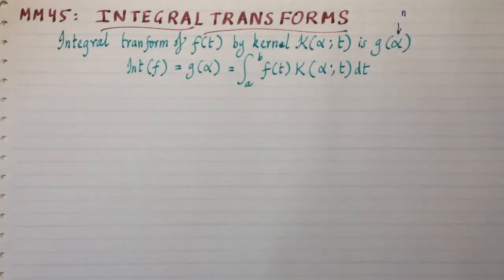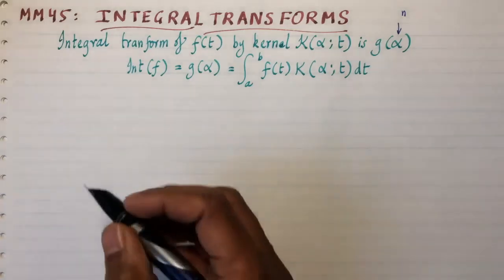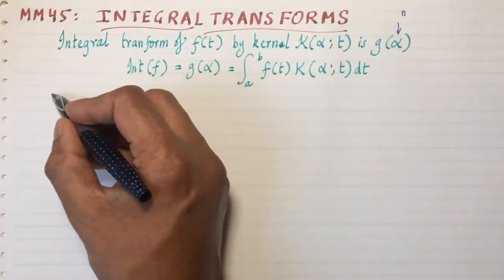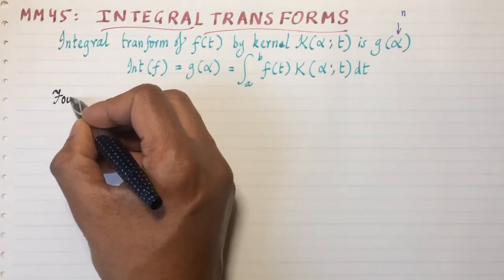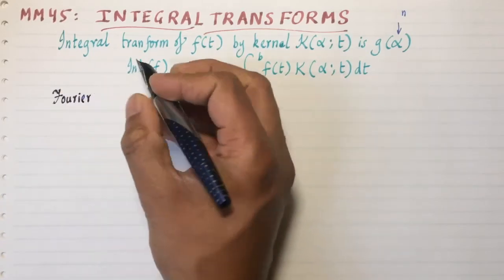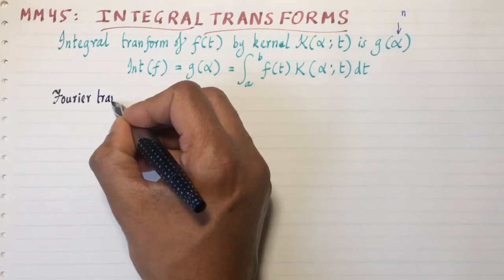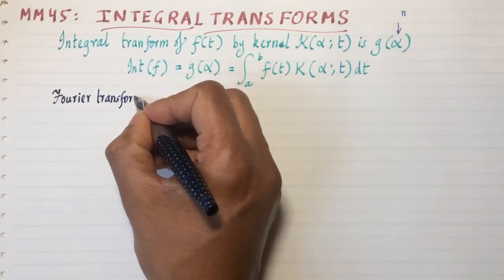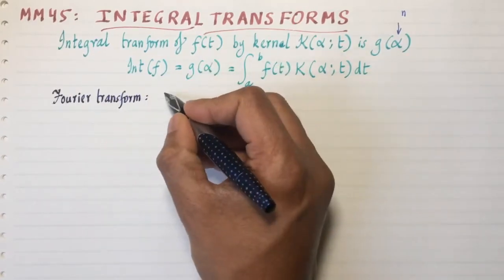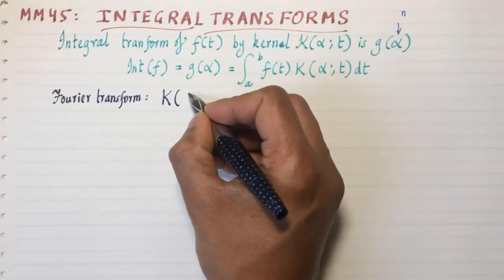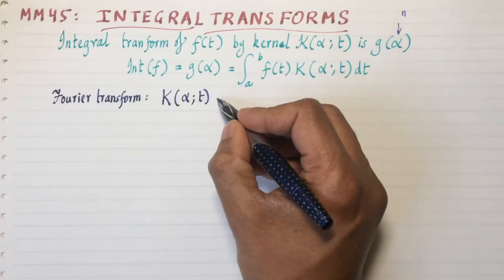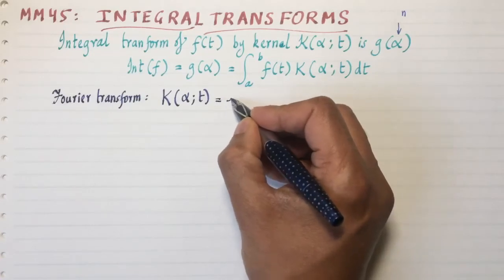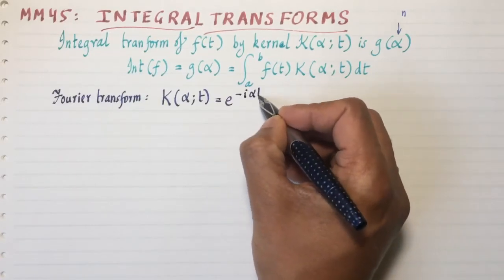There are several classes of integral transforms, in fact several dozens, and we'll only be looking at a few. The most important by far for us is going to be the Fourier transform and the Laplace transform, which we will study in great detail for the rest of the course. The Fourier transform definition: in each case the kernel just changes and the range of integration also changes. So k of alpha, t is e to the minus i alpha t.